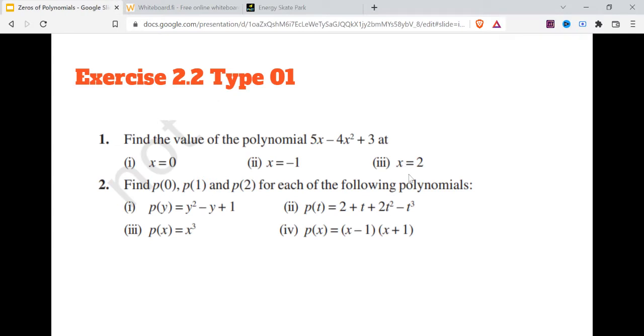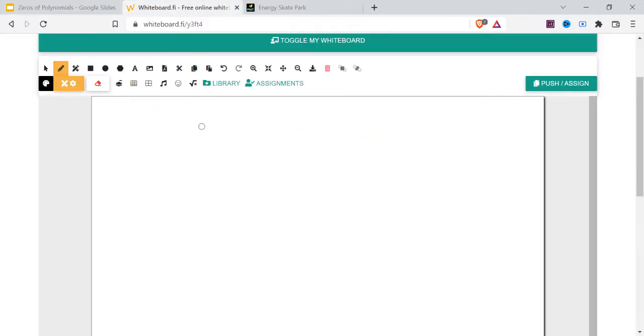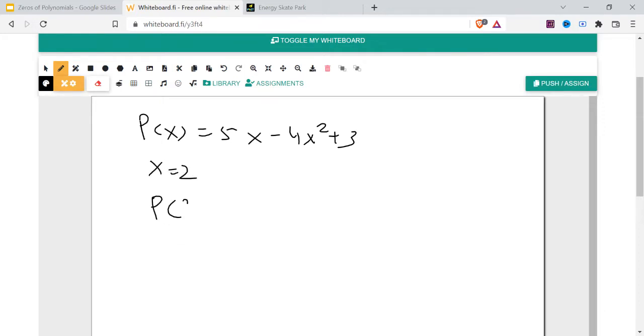Now again there is one more value, x equals 2. So let's put that value also. So now the equation was p of x equals 5x minus 4x squared plus 3. Quickly do it, x equals 2. You can do it with me also. Okay, so keep on doing with me.